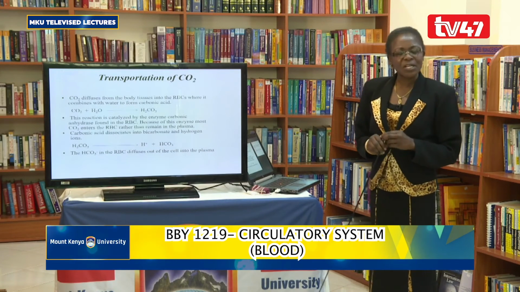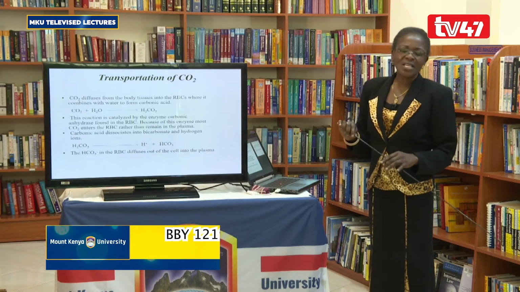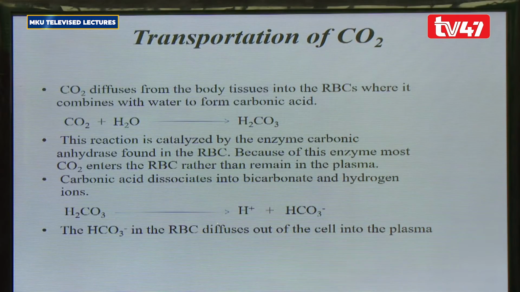Now, for the transportation of carbon dioxide, hemoglobin that is found on the red blood cells doesn't have a high affinity for carbon dioxide. So for the red blood cells to carry carbon dioxide, it requires assistance, and that is brought in by an enzyme that we call carbonic anhydrase.